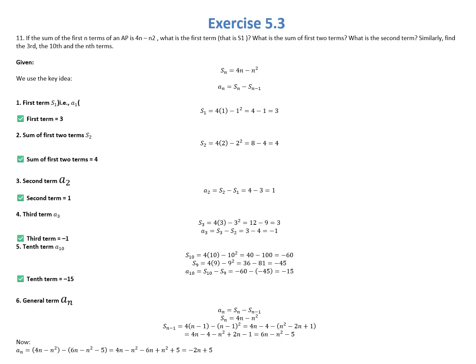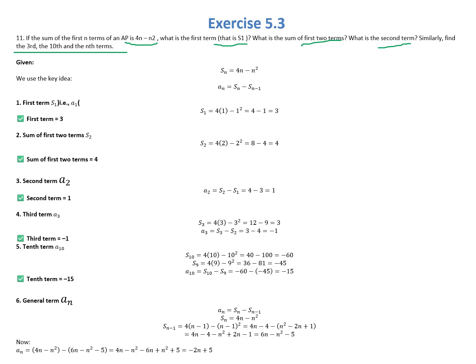And then we can use that value to derive the sum of the series. Okay, so in this question, what we have to solve for? If the sum of the first n terms of an AP is equal to 4n minus n square, what is the first term? That is S1. What is the sum of the first two terms? What is the second term? Similarly, find the third and the 10th term.